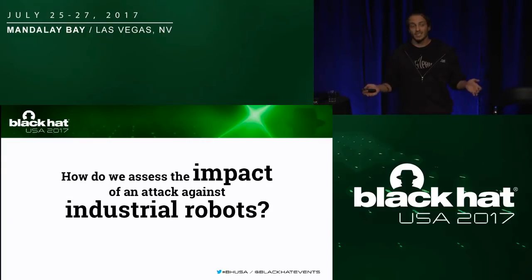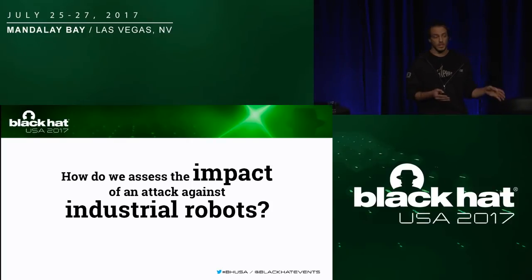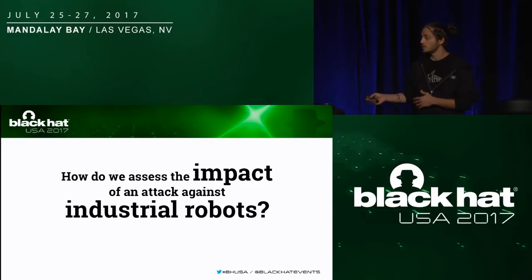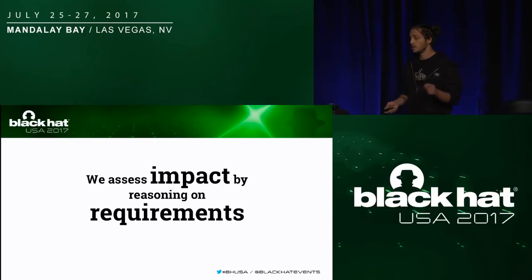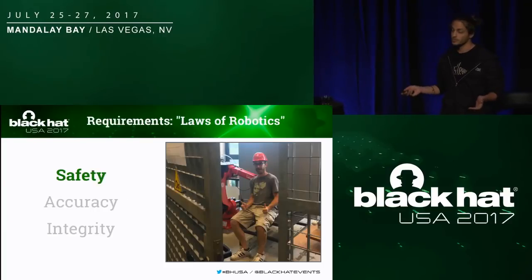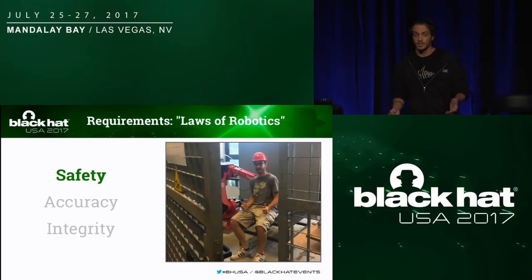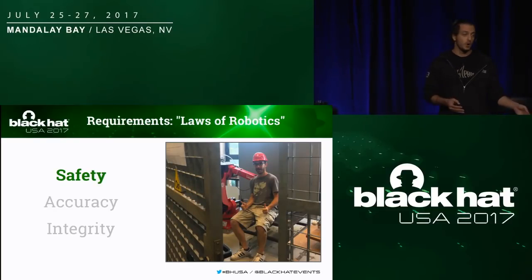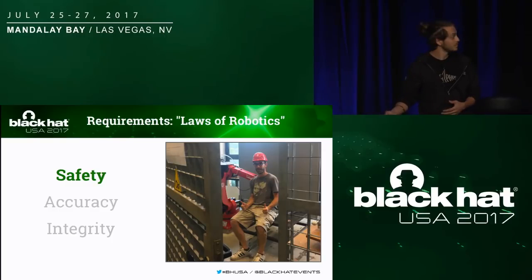So, how can we assess the impact of an attack against industrial robots? Well, we can start reasoning about the answers that the users of our survey gave us, but we should also think of the requirements that an industrial robot should have. So what are these requirements? You can think of them as something close to the laws of robotics of Asimov. In fact, the first one is safety. The robot should never harm the user.